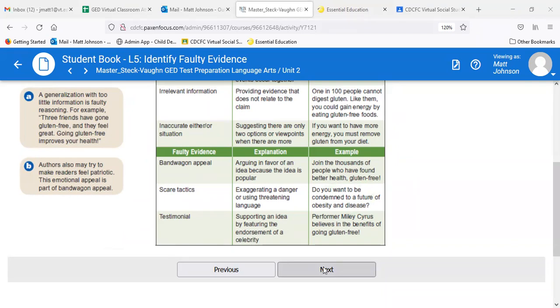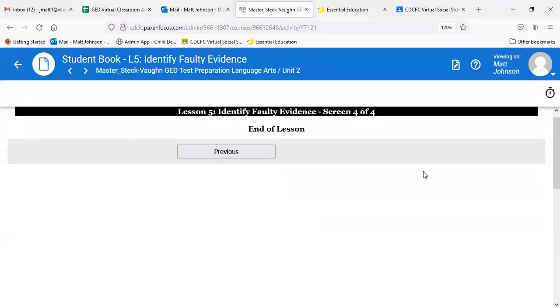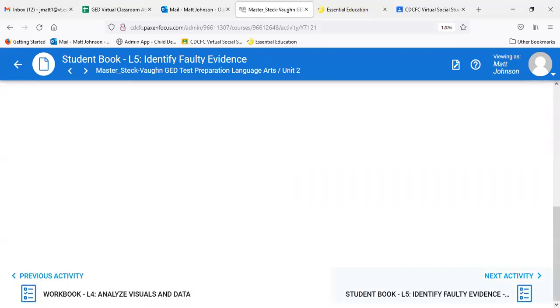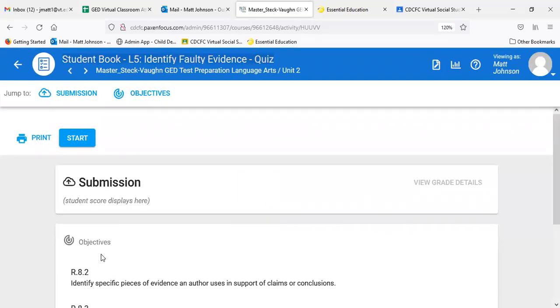So let's take a look here at the quiz. Keep those things in mind. I'm going to see if I can get a copy of that and post it to Google Classroom too, because that's really good information to keep with you. So on to the quiz.